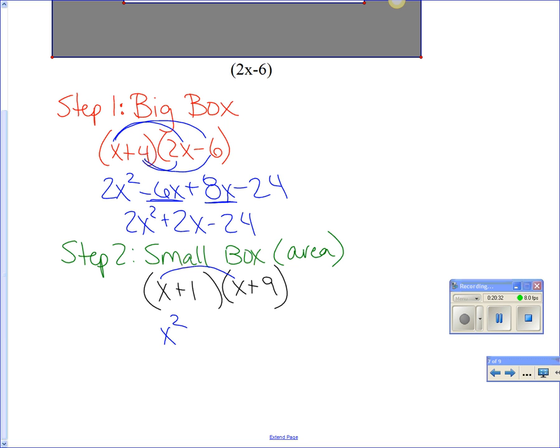All right, x times 9. 1 times x. And 1 times 9. 9. Okay. And what two things can be put together? Which is 10x.